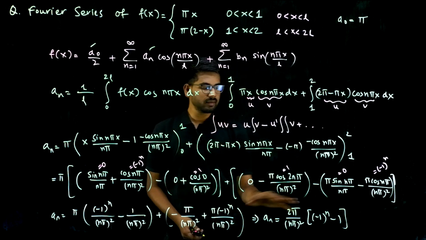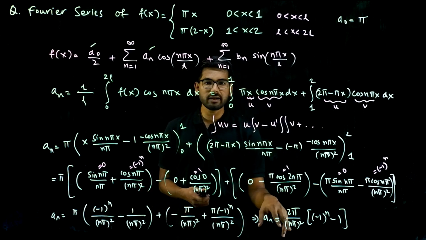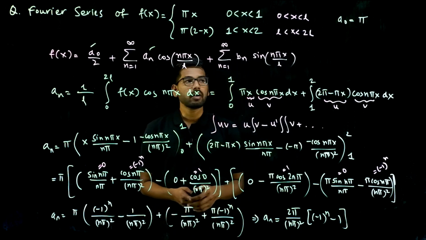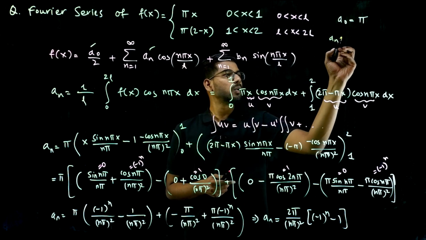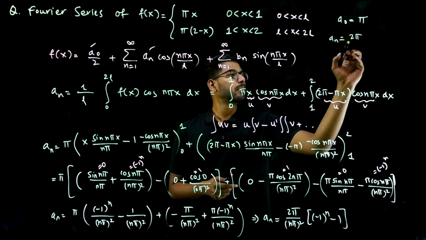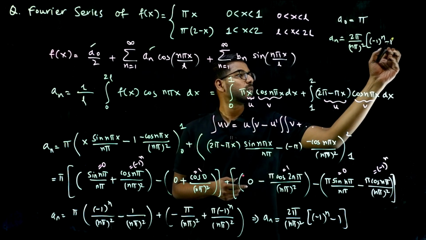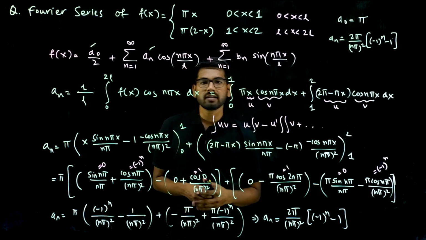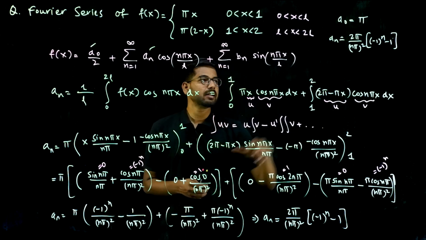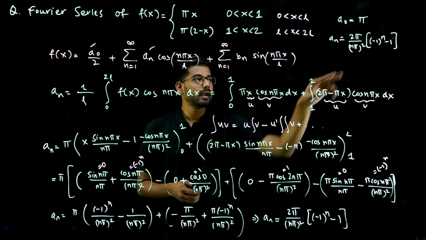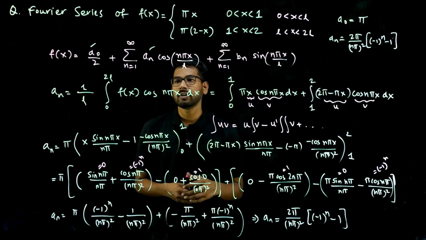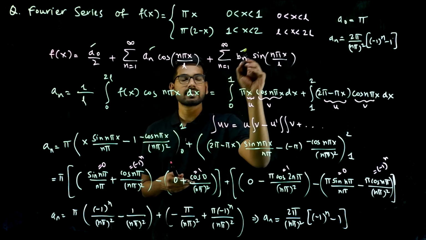So an is in terms of n. So what we have got? An is equal to 2 pi by n pi square, minus 1 power n minus 1. This is a very common answer for an and bn. You get it in terms of minus 1 power n minus 1, and in the denominator you get n pi square. So let's find bn in the next slide.